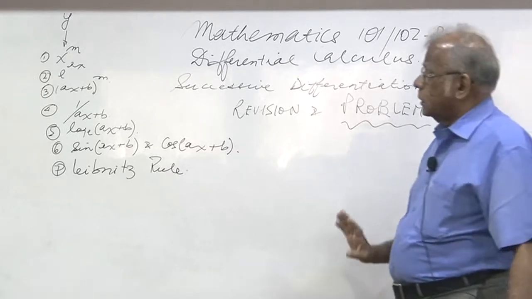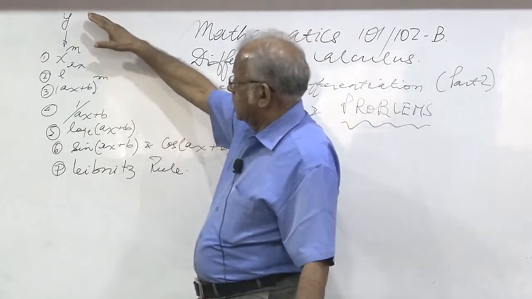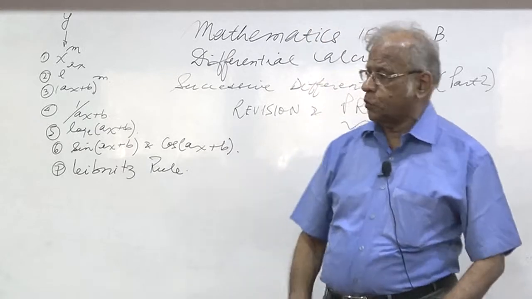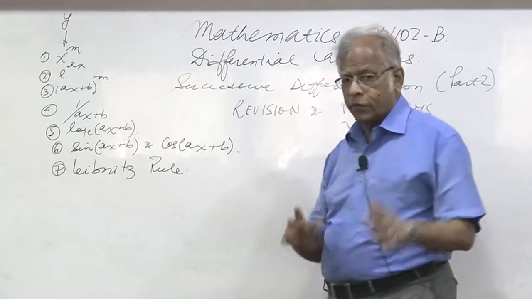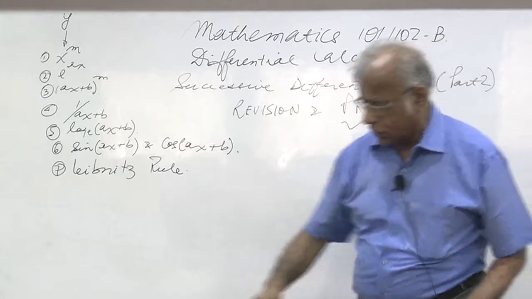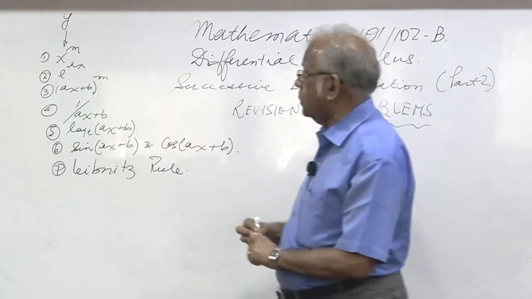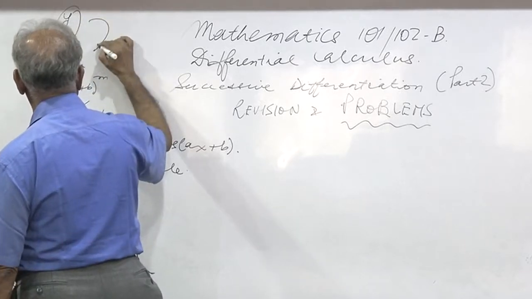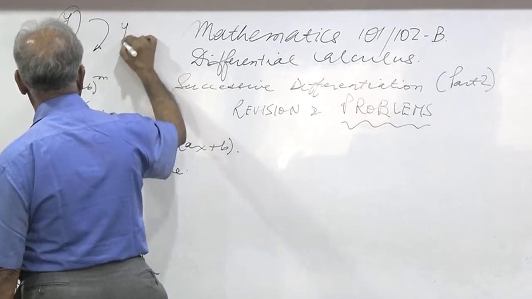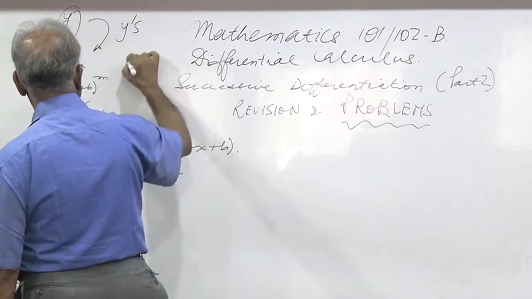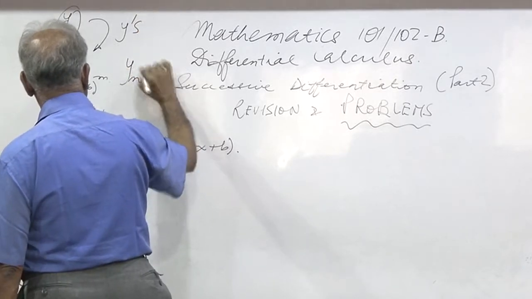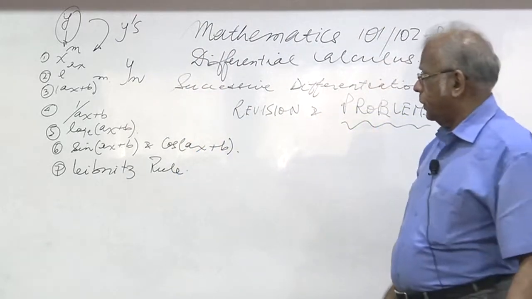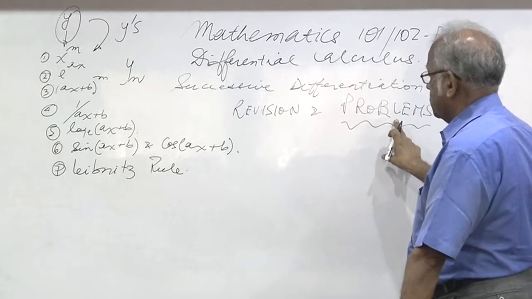And what I've done is here I've made a mention of the various functions for which we've already derived the nth derivative. That means we have already found for these functions, these y's, expressions for y sub n. We've done that in the earlier lecture. So now we will take some problems.